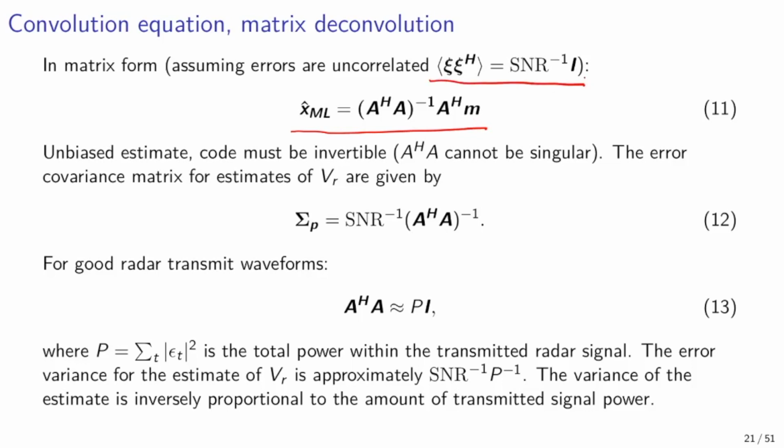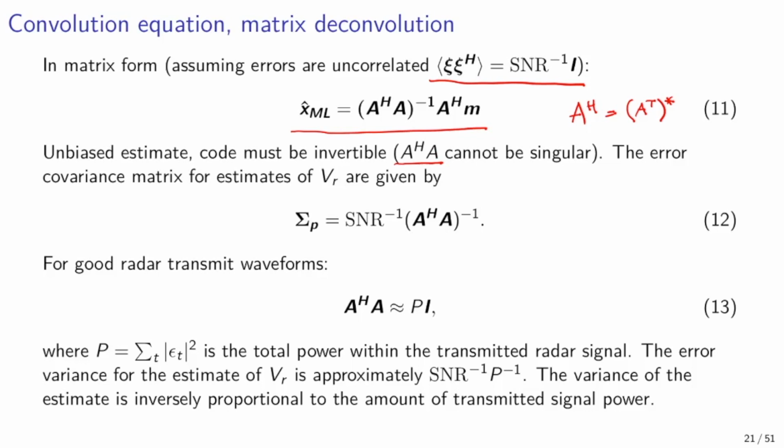Because we are dealing with a complex valued measurement equation, we need to remember the conjugate and transpose matrix A in this equation. In order for us to be able to use this formula, A conjugate transpose A has to be invertible. In other words, it cannot be singular. Matrix A contains the transmitted radar signal. Therefore, this is a requirement that needs to be satisfied by the transmitted radar signal.